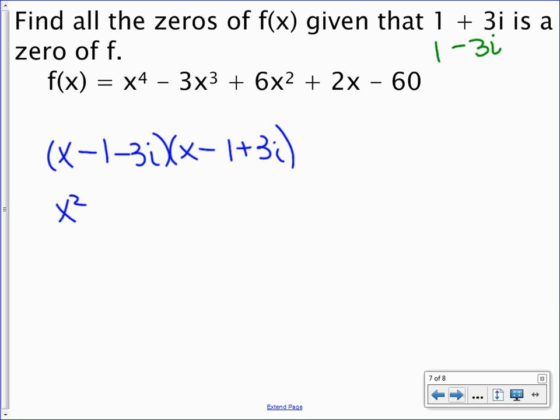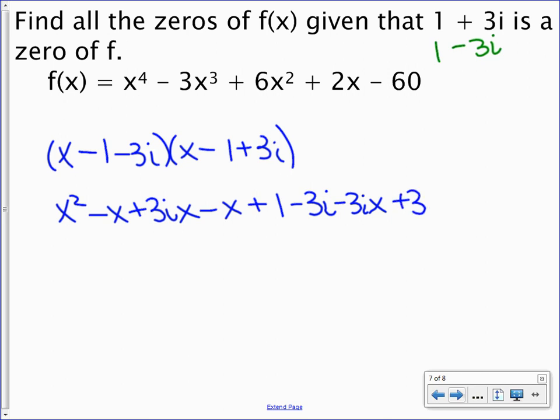x times negative 1. And then x times 3i. Then we're going to take negative 1 times x. And negative 1 times negative 1. And negative 1 times 3i. And then we will take negative 3i times x. And then negative 3i times negative 1. And then negative 3i times positive 3i would be negative 9i squared. Can I write positive 9?